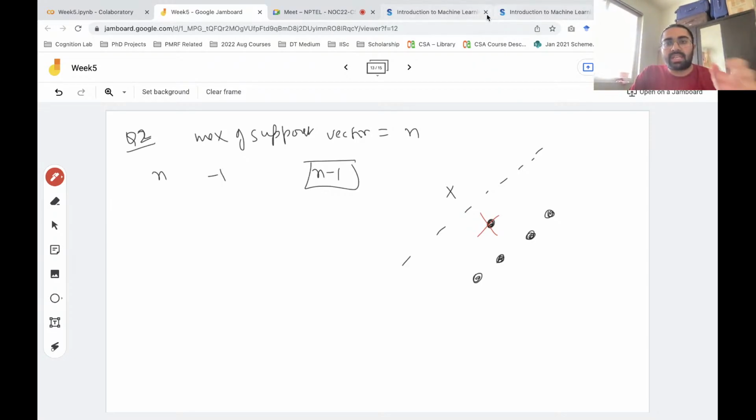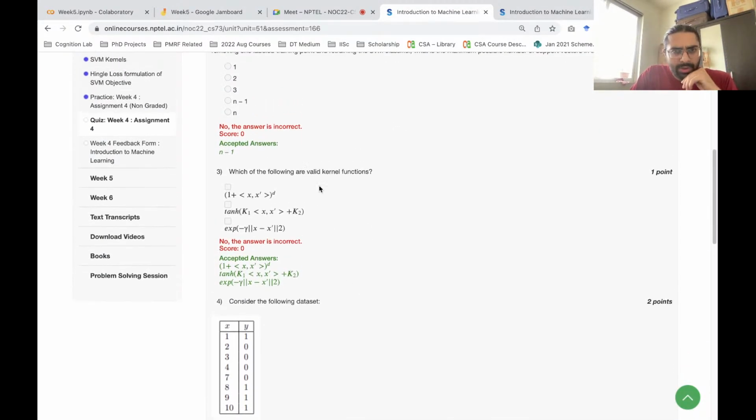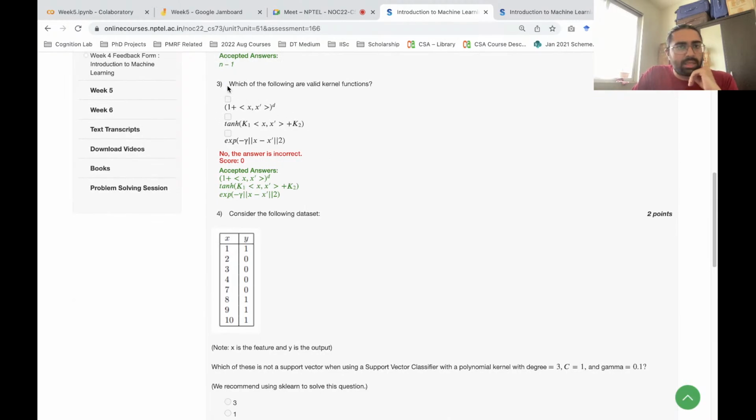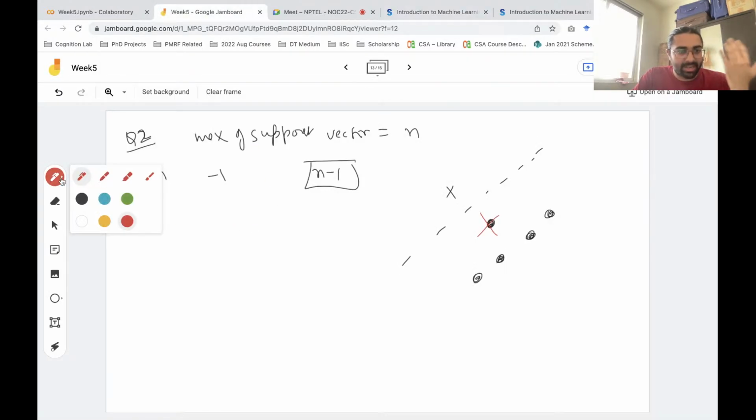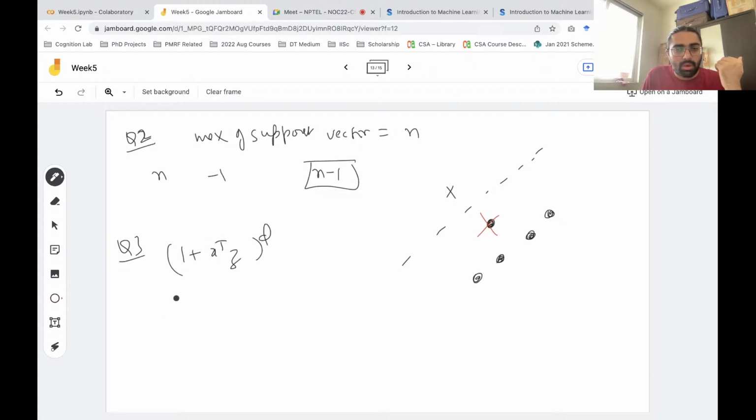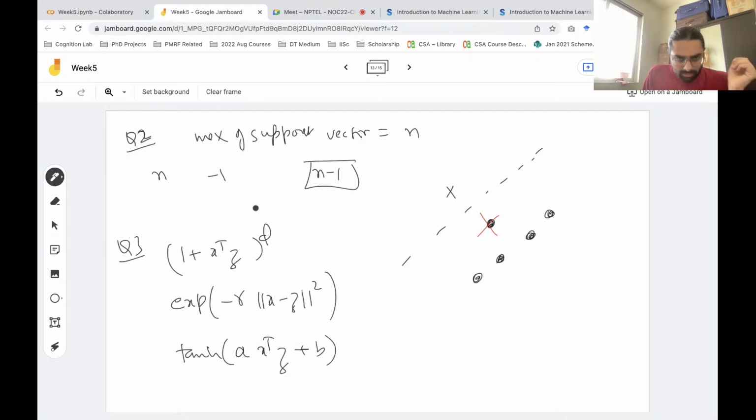Next question. Which of the following are valid kernel functions? Again, this is very straightforward from the lectures; he actually mentioned everything in one go. So (1 plus x transpose z) to the power d, or e to the power minus gamma times the norm of x minus z squared, and also tanh of a times x transpose z plus b. I'll use a and b just to keep it simpler. These are your kernels between x and z, for example. x and z are two points here.